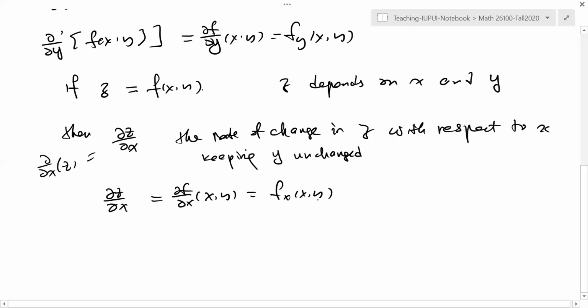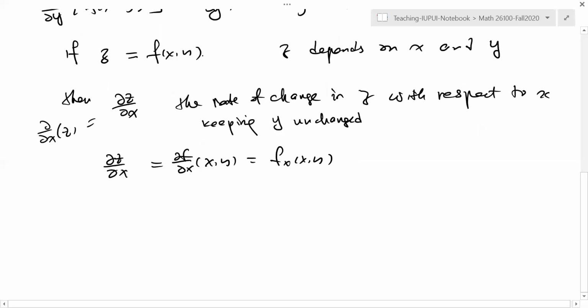Okay, so this is a new quantity, partial z over partial x, the partial derivative of z with respect to x, and that is a new quantity, and it depends on x and y also. And how does it depend? What is the formula? And the formula is here. Okay, so let's take a look at an example.